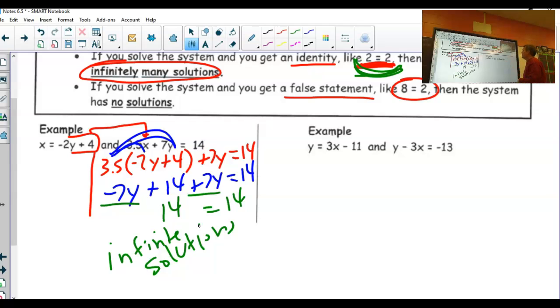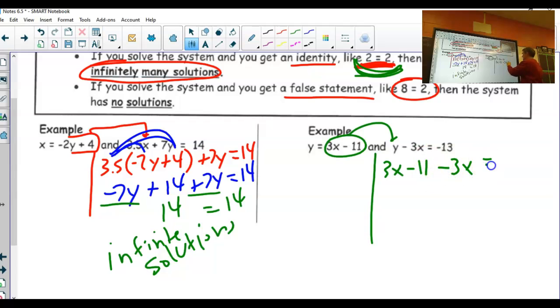All right, then I have this second example over here. Let's go ahead and do it. It is already set. I have the y by itself. So I can go ahead and substitute that amount in for y in the other equation. And I would get, instead of y, 3x minus 11 minus 3x equals negative 13. I have made the substitution.